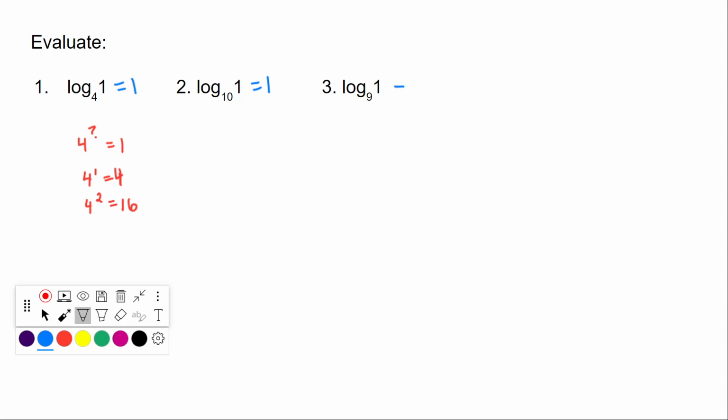So what we can learn from these examples is anytime your argument is 1, your value, excuse me, I wrote 1s when I should have been writing 0s, your value is 0. Because any value to the 0 power is going to be 1.